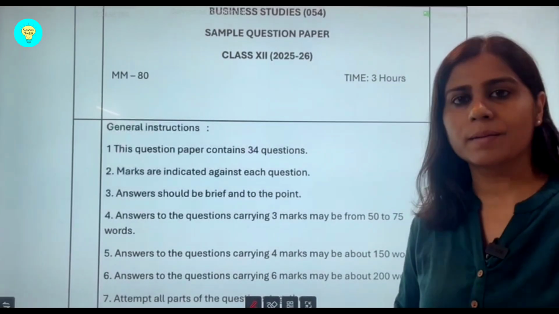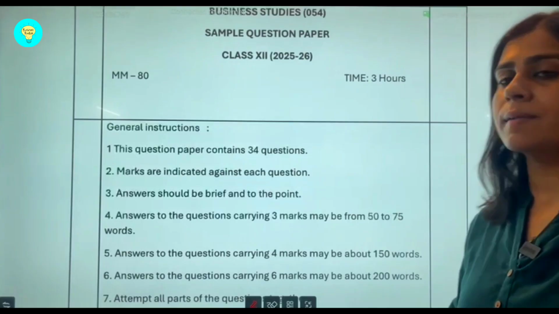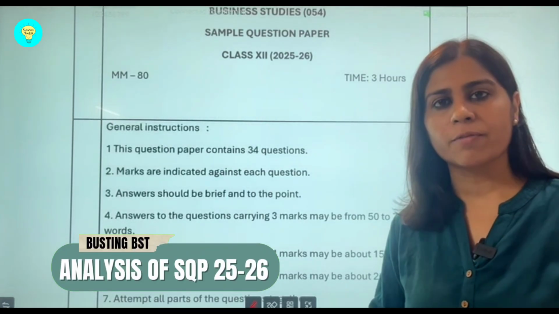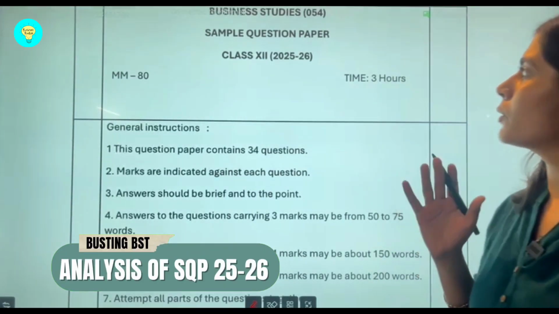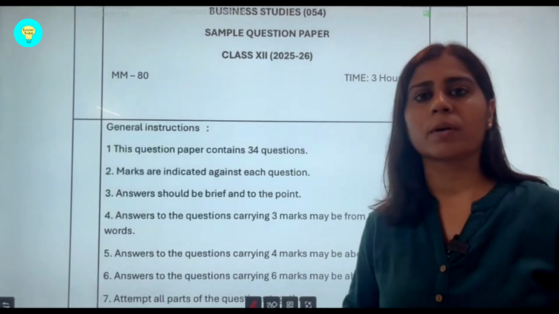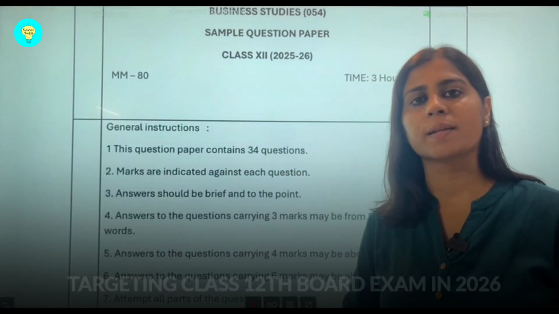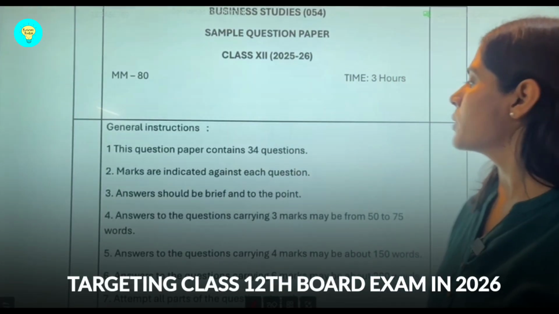Welcome back, dear learners, and here I am with the analysis of the sample question paper for 25-26, aiming all the questions as given by the board for targeting your class 12th board exam in 2026. So let's have a quick look on this.